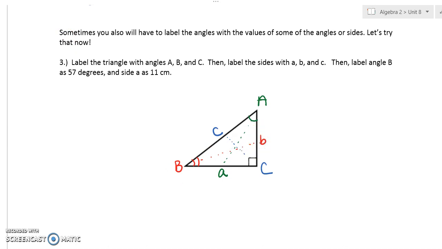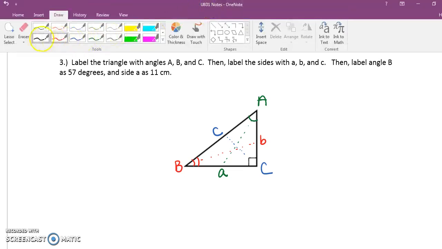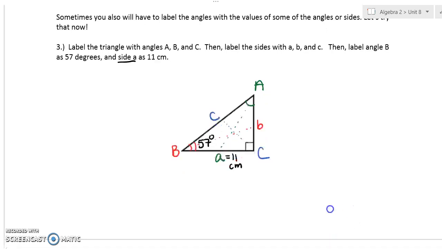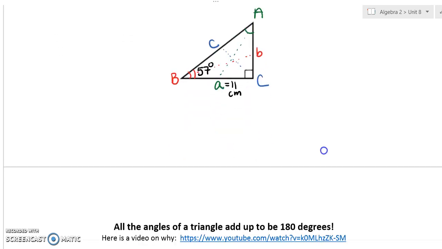Okay? Then it says label angle B as 57 degrees. So inside of the triangle, I'm going to write that this angle B is 57 degrees, and that's my degree symbol. And side A is 11. So here's side A, and that's 11 centimeters. So that would be us labeling those values. All right? I hope it's not too hard or not too easy either.